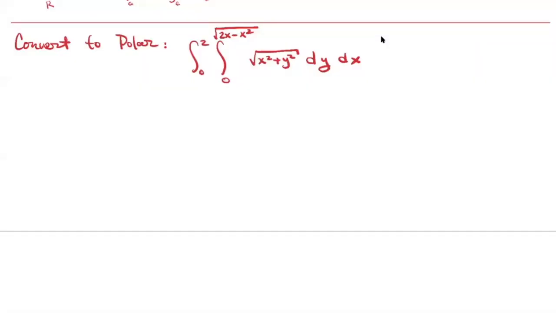Okay, so now we're going to add one last example here. You guys all ready? Go ahead and write the next example down. The instructions are to convert to polar and evaluate. But we may evaluate this one without doing the calculus behind it.